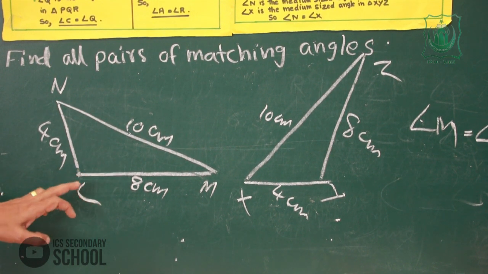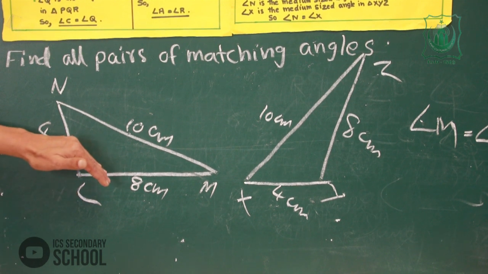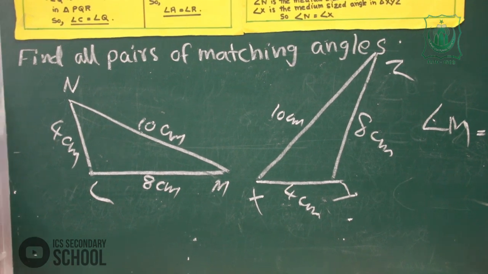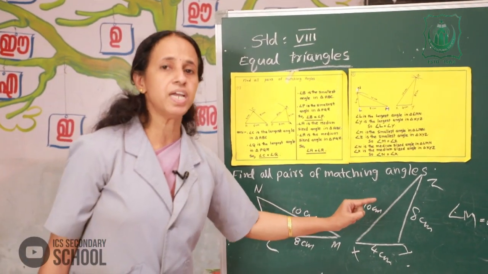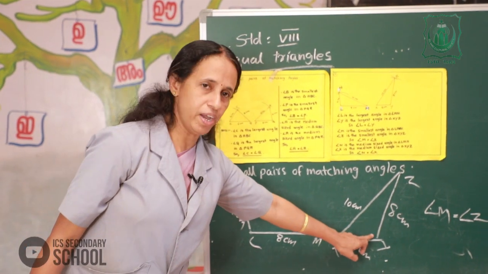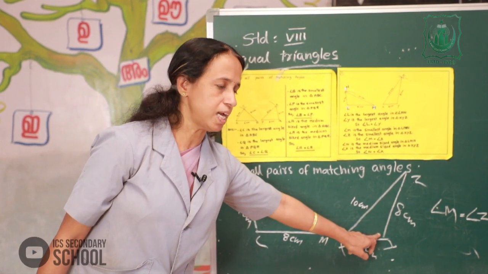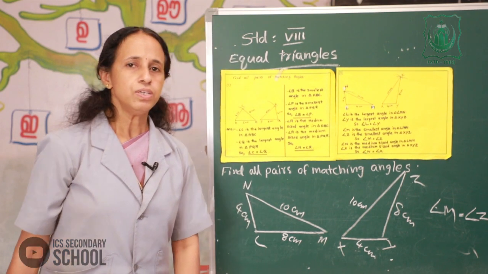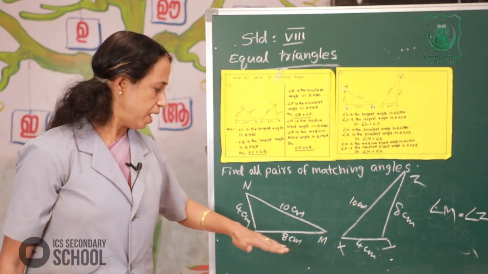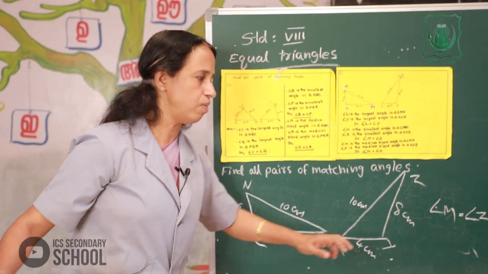Which is the largest angle in triangle LMN? Angle L is the largest angle in triangle LMN. Which is the largest angle in triangle XYZ? Here, angle Y. Angle Y is the largest angle in triangle XYZ. So, angle L equal to angle Y.